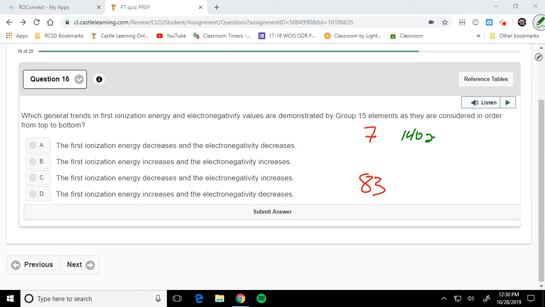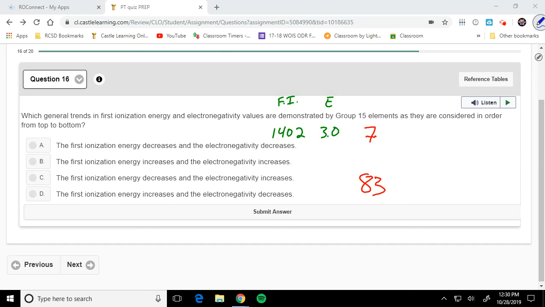1402. And my smartboard's acting funny again, but it makes noises when I recalibrate. Oh my gosh, that's supposed to be 3.0. See if it just writes better on the other side. I bet it does. 1402 is my first ionization energy and 3.0 is my electronegativity.